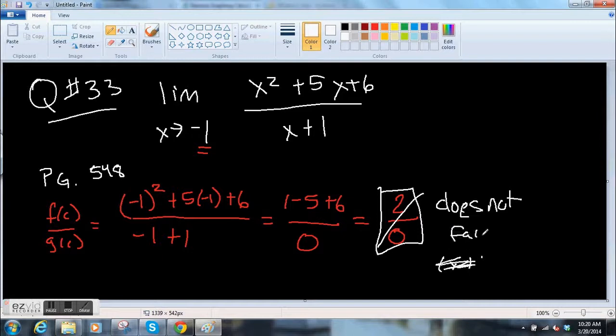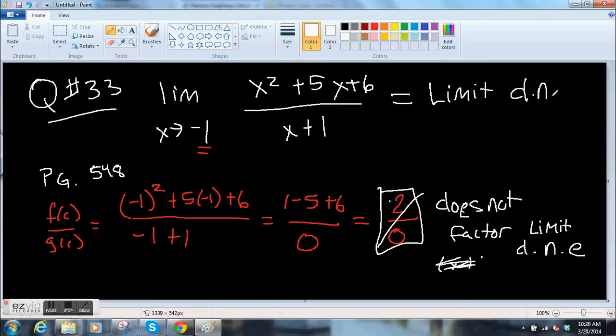Does not factor, and that means the limit does not exist. So when you get a situation where you have a number divided by 0, the limit does not exist. You can say it like this. Limit DNE, does not exist. And I'll show you that on the graph.